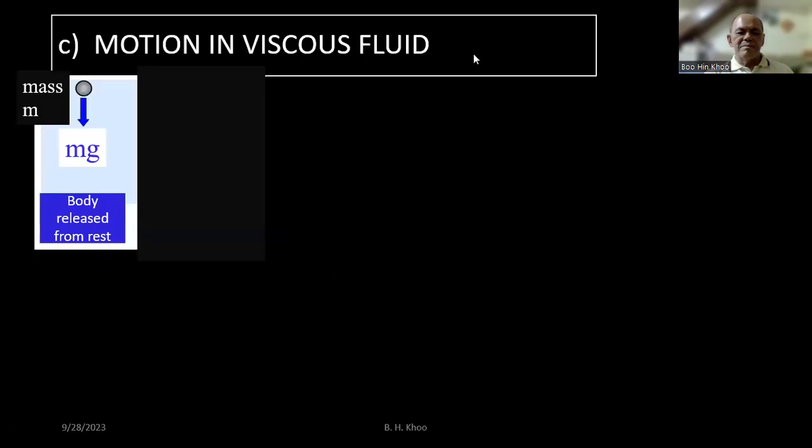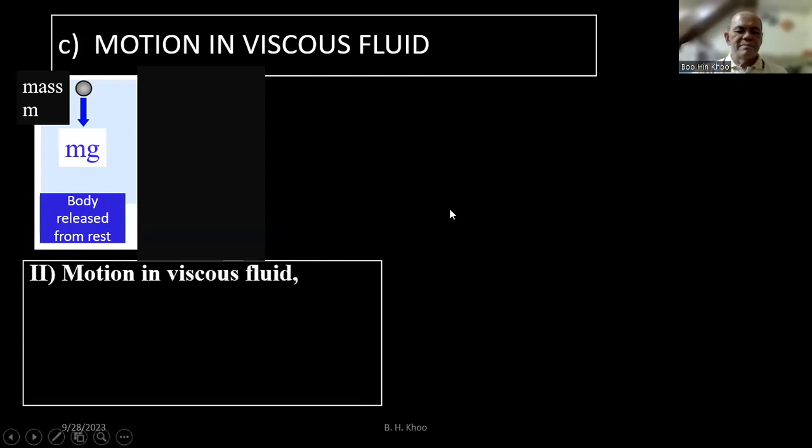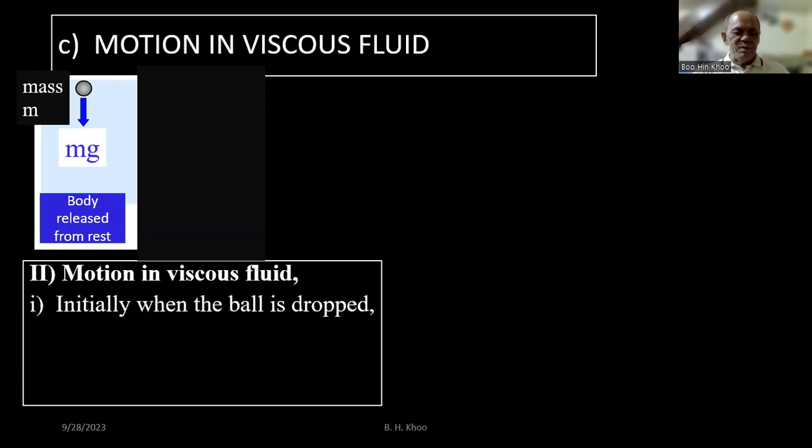Motion in viscous fluid. Previously, we neglected air resistance. Now we want to understand what happens if air resistance is not negligible. We release the body from rest. Motion in viscous fluid can be in liquid, water, or air. Initially, when the ball is dropped, acceleration equals g, because it's not moving yet.